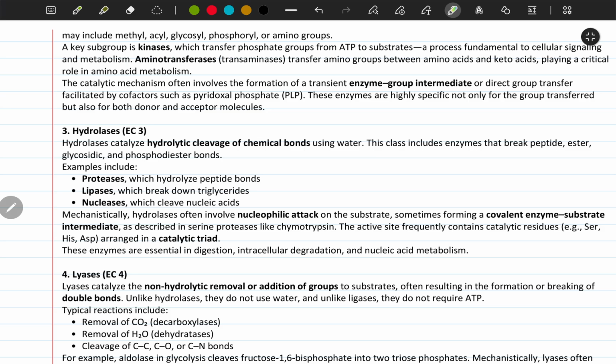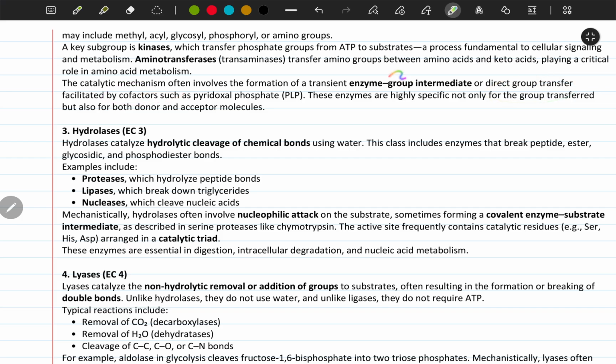But before that, we should once again go back to this catalytic mechanism. They are saying that the catalytic mechanism involves the formation of a transient enzyme-group intermediate. Whatever the group was, let us say A, it was attached to the substrate, but during the catalytic mechanism it makes an enzyme-group intermediate, or direct group transfer facilitated by cofactors.